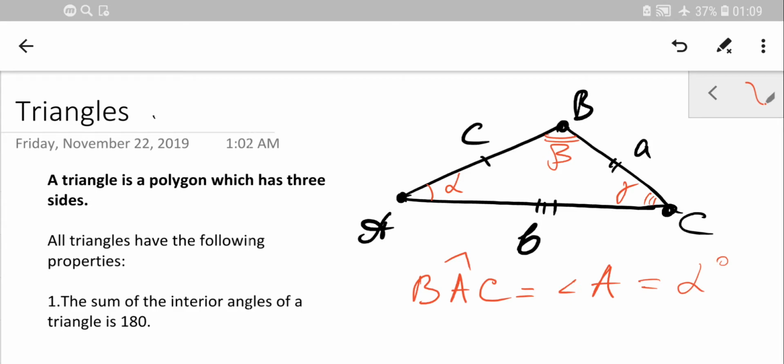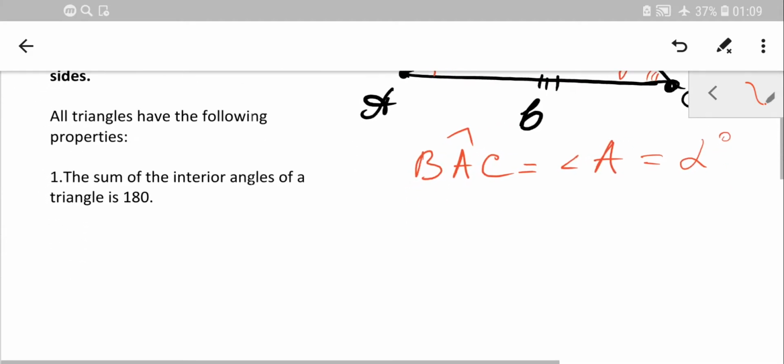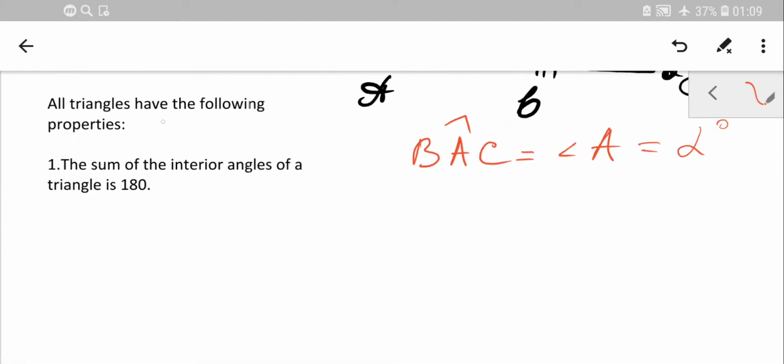Okay, so we have three basic elements: three sides, three angles, and three vertices. Okay, let's go to the properties. All triangles have the following properties. The sum of the interior angles of the triangle is 180 degrees.